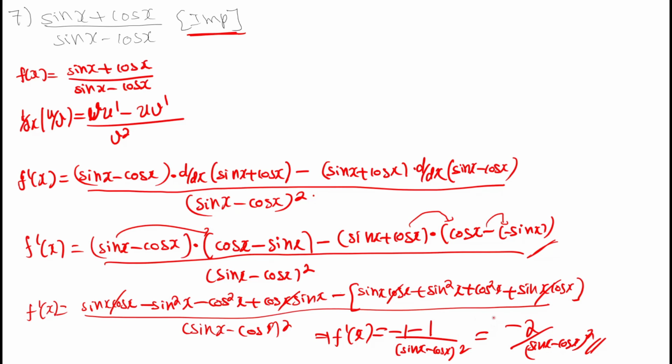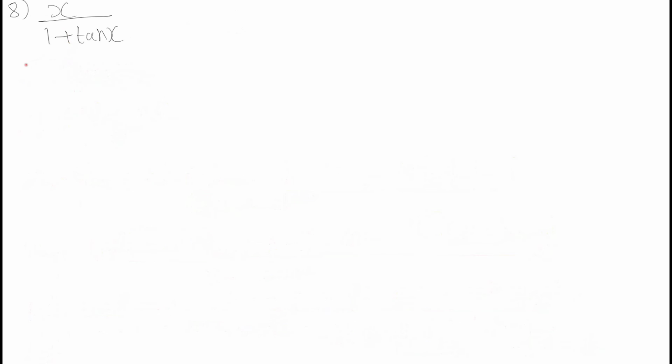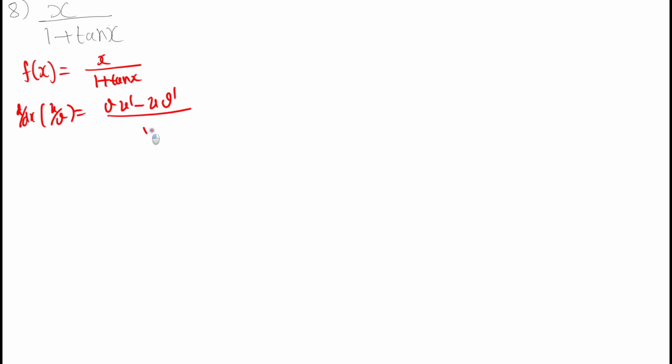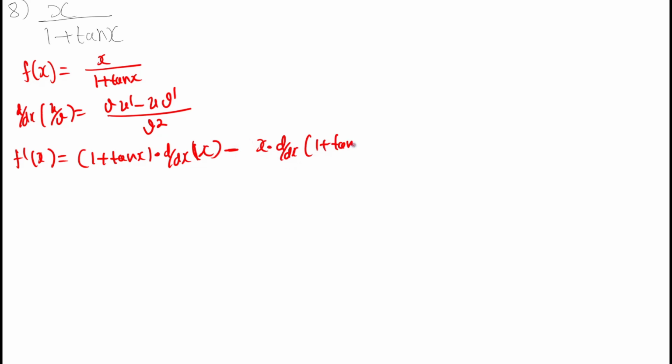Next question is x by 1 plus tan x. F of x is equal to x by 1 plus tan x. Formula is d by dx of u by v is equal to v into u dash minus u into v dash divided by v square. So that f dash of x is equal to 1 plus tan x into d by dx of x, numerator is x, minus x into d by dx of 1 plus tan x divided by 1 plus tan x whole square.